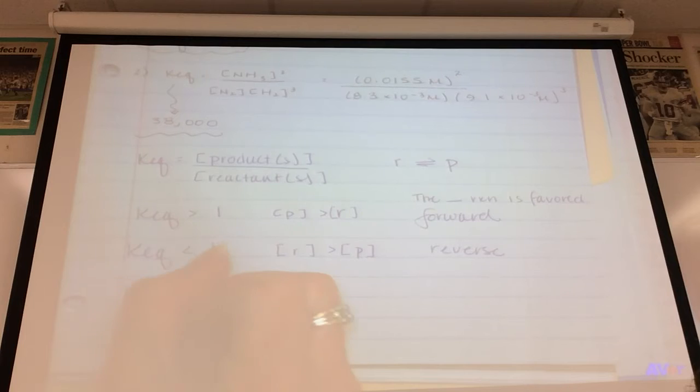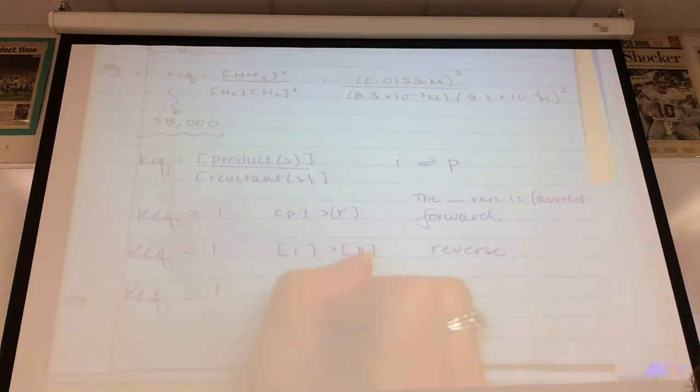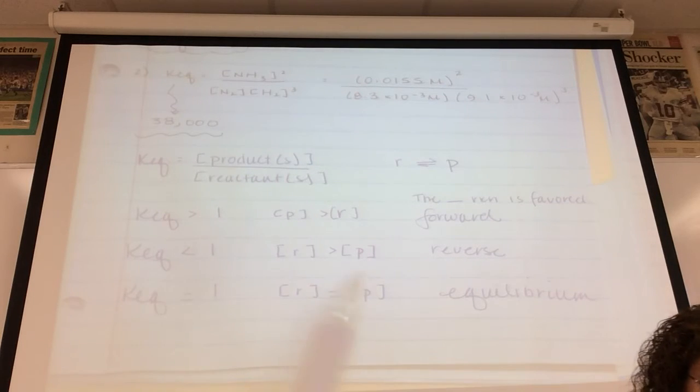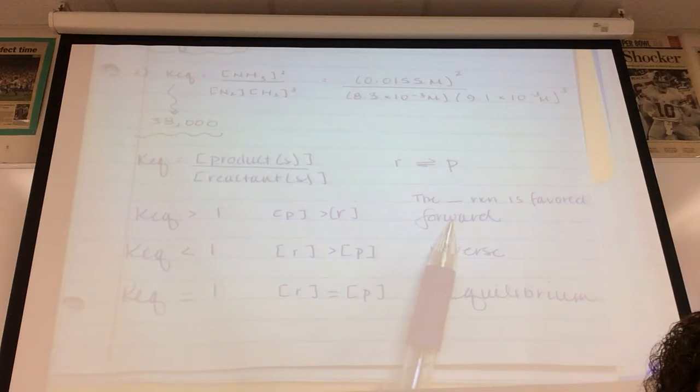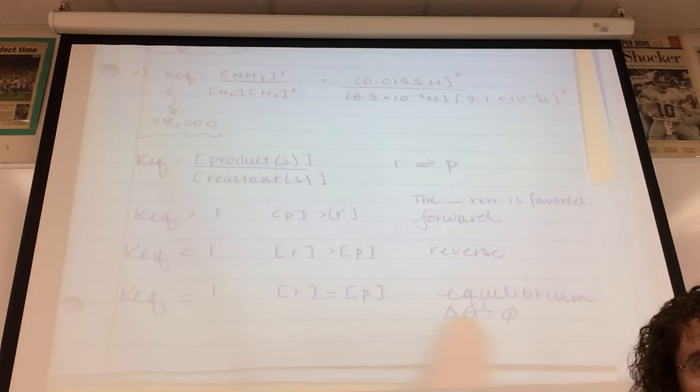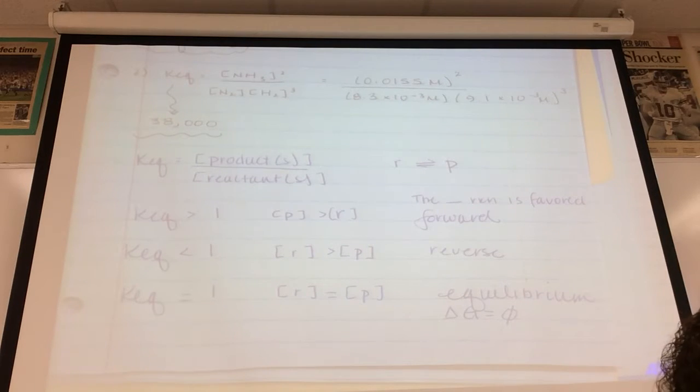Now, what if KEQ is equal to 1? What can you say about these two concentrations? They're equal. And here's your state of equilibrium. So if KEQ is greater than 1, the forward reaction is favored. If KEQ is less than 1, the reverse reaction is favored. And when it's 1, you're at a state of equilibrium. What you'll also see, but won't be required to know, is at equilibrium, delta G will be 0. And we talked about delta G in a previous chapter.